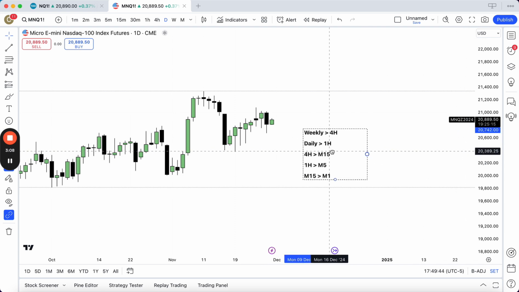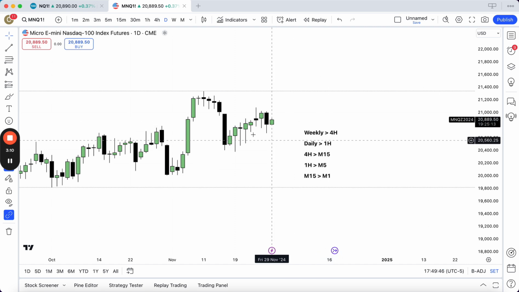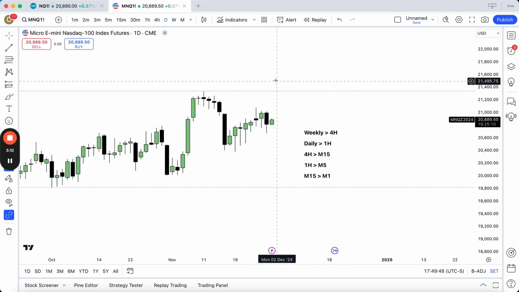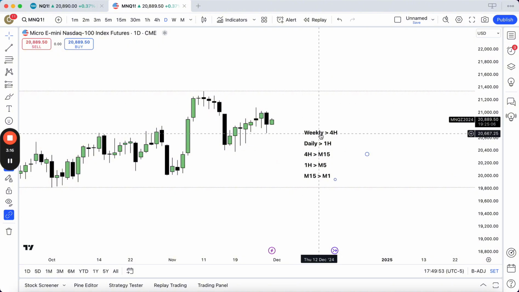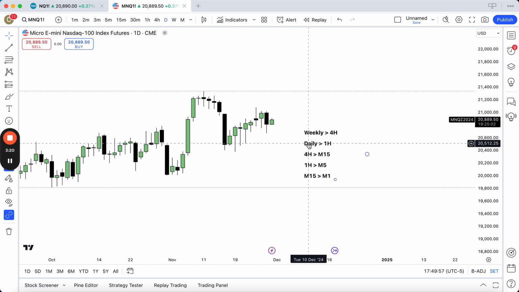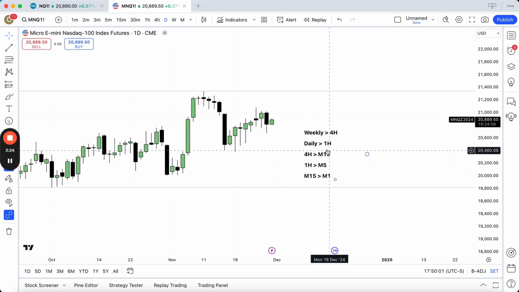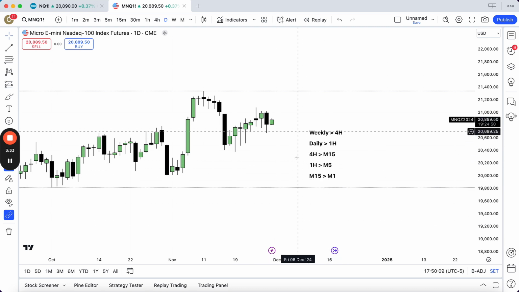My entry model relies on multiple time frames, so we are trading a lower time frame change in state of delivery out of a higher time frame PD array. For a weekly PD array, 4-hour change in state of delivery. For a daily PD array, we're waiting for a 1-hour change in state, 4-hour PD array, 15-minute change in state, 1-hour PD array, 5-minute change in state, and then 15-minute PD array, 1-minute change in state. And that is the basis behind all of my entries.